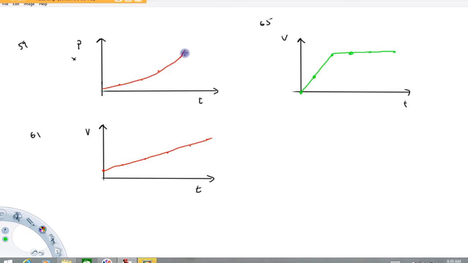Now I want to take a look at this where it says, by taking the slope of the curve, verify that the velocity of the jet is 115 meters per second at 20 seconds. So 20 seconds on the graph is about here. Now remember that velocity is delta x over delta t.